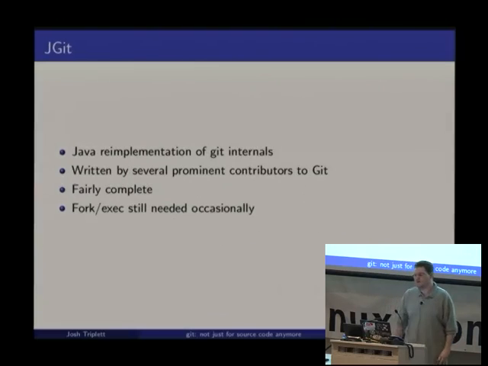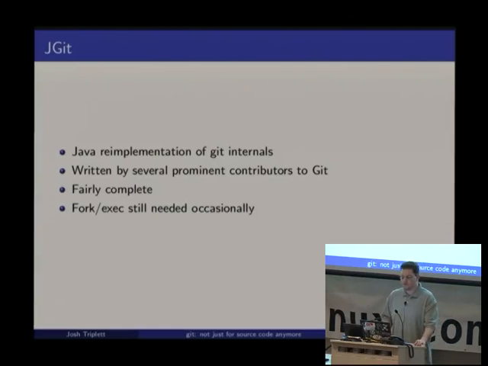So one of the better alternatives is JGit. It's a Java reimplementation of most of the internals of the Git library that ships with Git. It was written by several prominent contributors to the original Git toolkit, so it's actually fairly complete. But you are still going to need fork and exec occasionally when you use it, because it doesn't do absolutely everything. It does cover a lot of cases, and it's used in various popular tools. Gerrit is one of them. It's also used for Eclipse and a few other things written in Java.